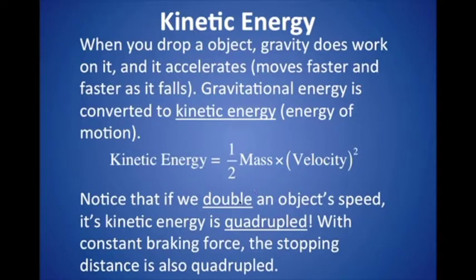Okay, so notice that if we double an object's speed, the kinetic energy would be quadrupled. Similarly, if you're driving your car and you push the brakes with a constant braking force, if you doubled your speed, your stopping distance would also be quadrupled. So double your speed means 4 times the stopping distance.